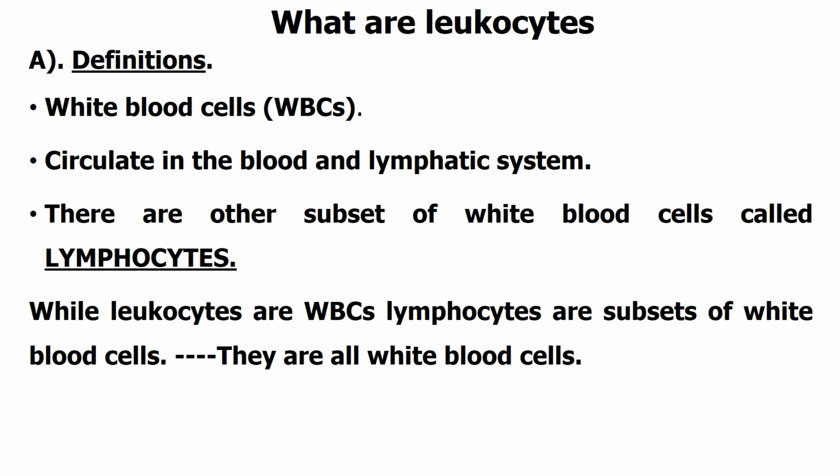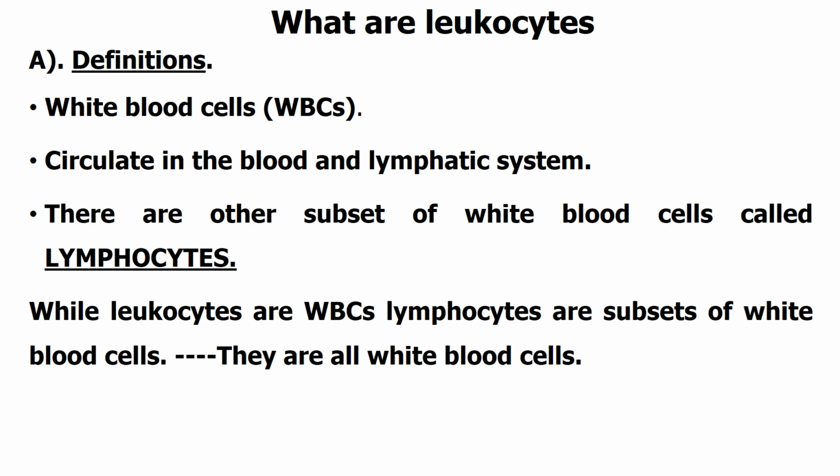We will start by looking at some basic definitions. For example, we'll ask ourselves, what are leukocytes? Simply, leukocytes are white blood cells. They circulate in the blood and the lymph system. There are other subsets of white blood cells called lymphocytes.